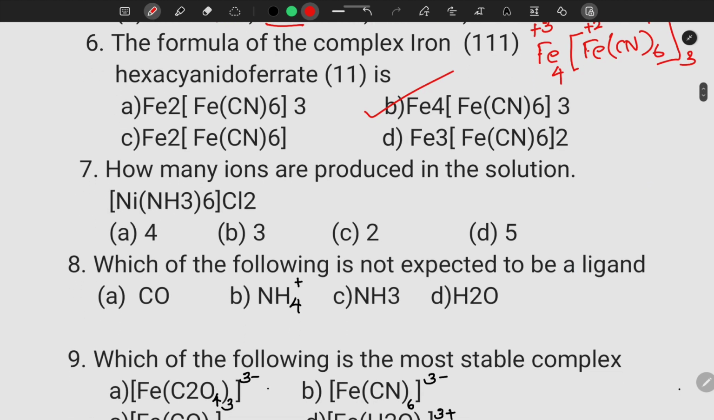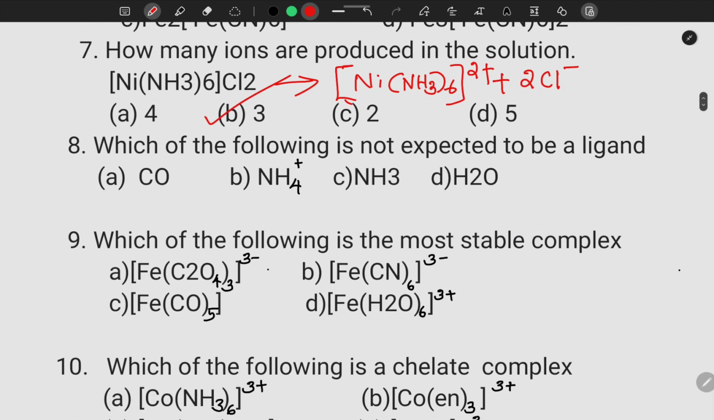How many ions are produced in the solution [Ni(NH3)6]Cl2? When we break this, the complex part will stay together: [Ni(NH3)6], the charge of the complex is 2+, and you will get 2 Cl minus. So the total number of moles is equal to 3.